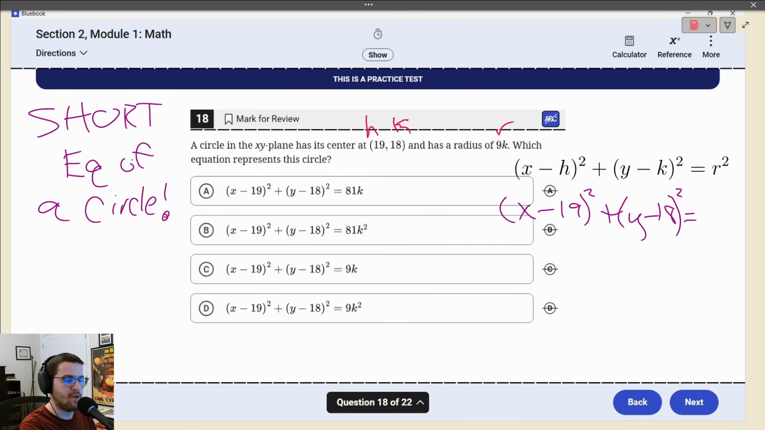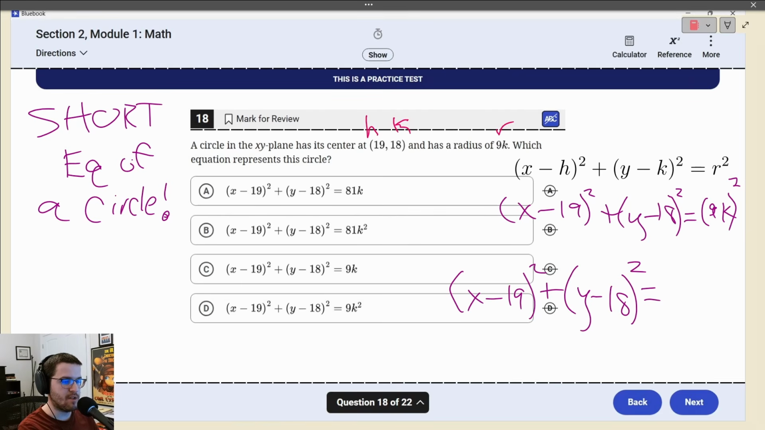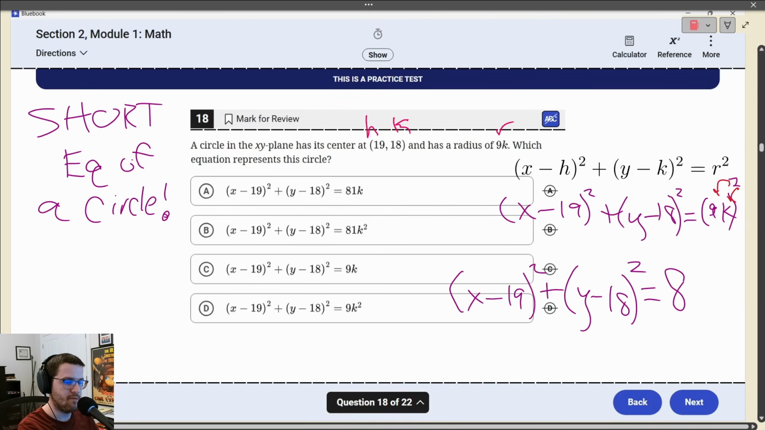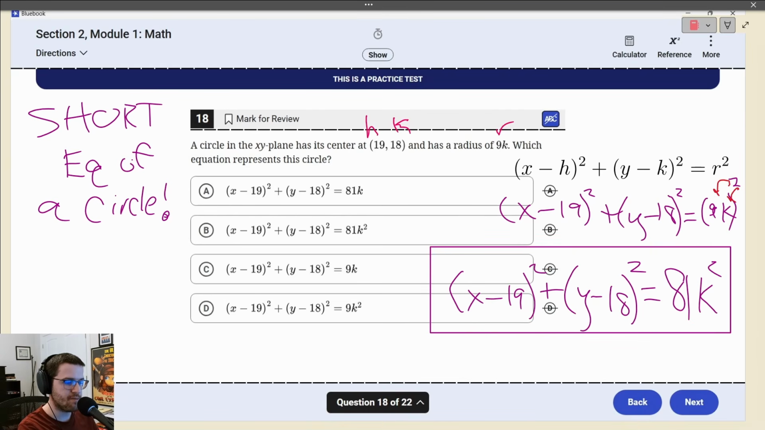And then this is really important. Whenever you substitute something, guys, you got to put it in parentheses. So (9k) squared. We didn't have to put the 19 or the 18 in parentheses because it was just one thing. But 9k, it's like two things. So to make it more clear that it's both getting squared, we're going to put parentheses around it. Okay, so that gives us (x minus 19) squared plus (y minus 18) squared. And then distributive law of exponents tells us that this guy gets squared and this guy gets squared. So 9 squared is 81, and k squared is k squared. That should be the equation of the circle. And that gives us choice B.